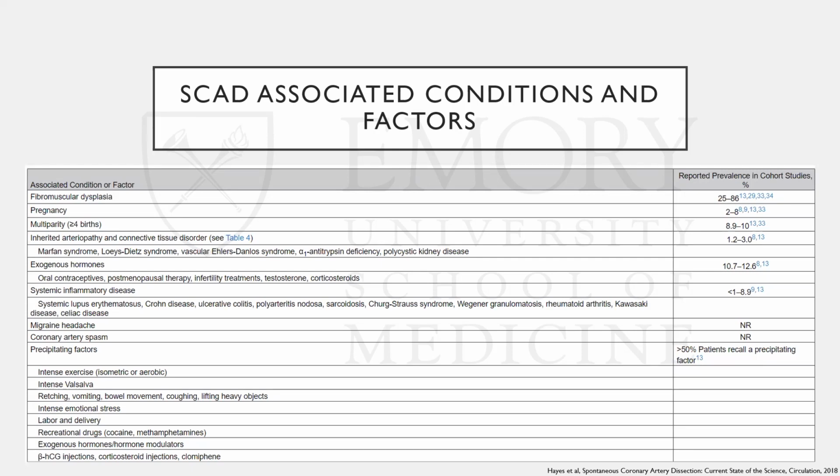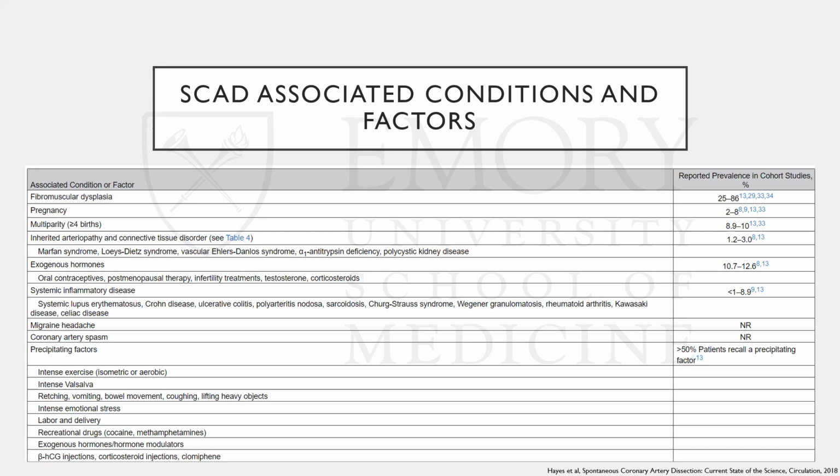So this is a table on the prevalence of conditions associated with SCAD seen in previous cohort studies. There is a strong association with fibromuscular dysplasia along with pregnancy, multiparity, and the use of exogenous hormones, which will be discussed later in this presentation.